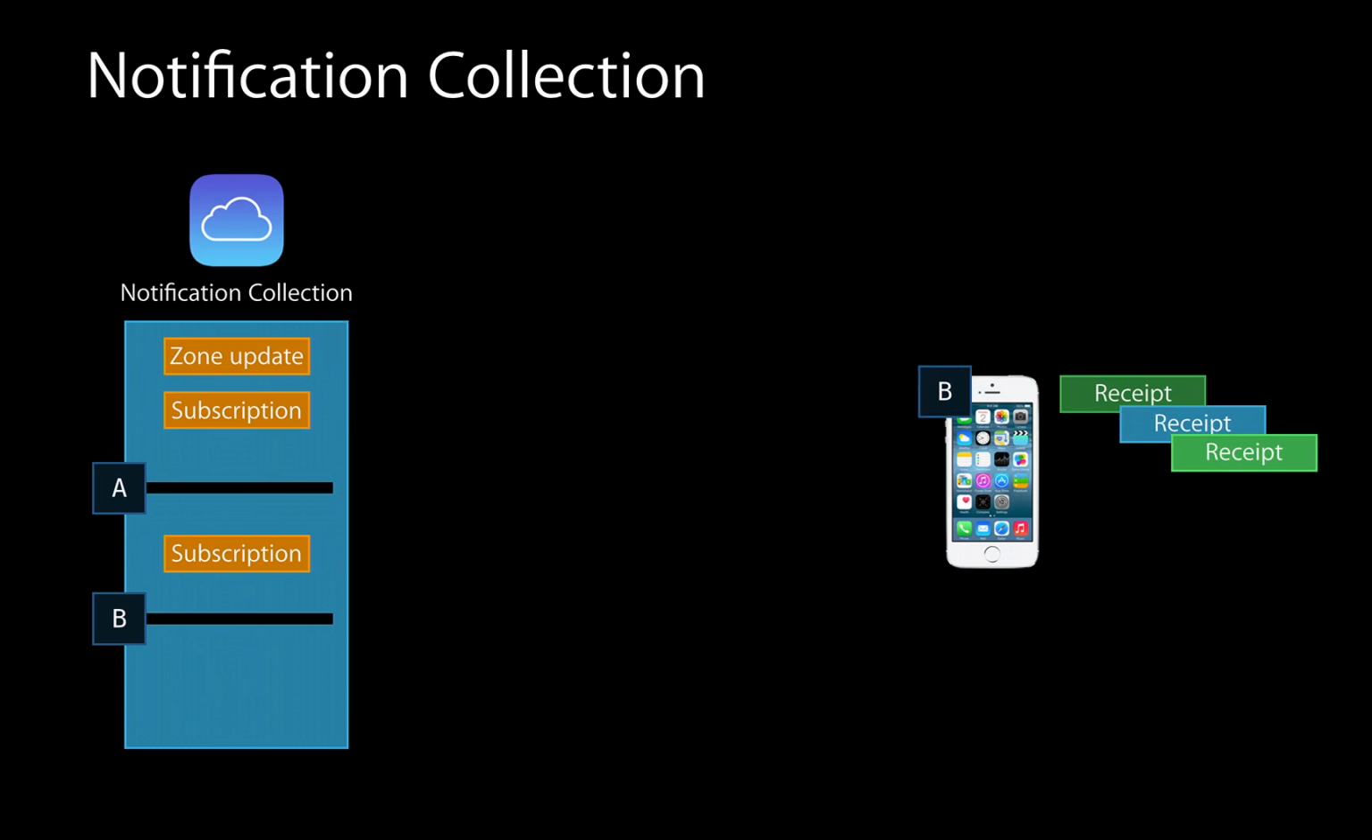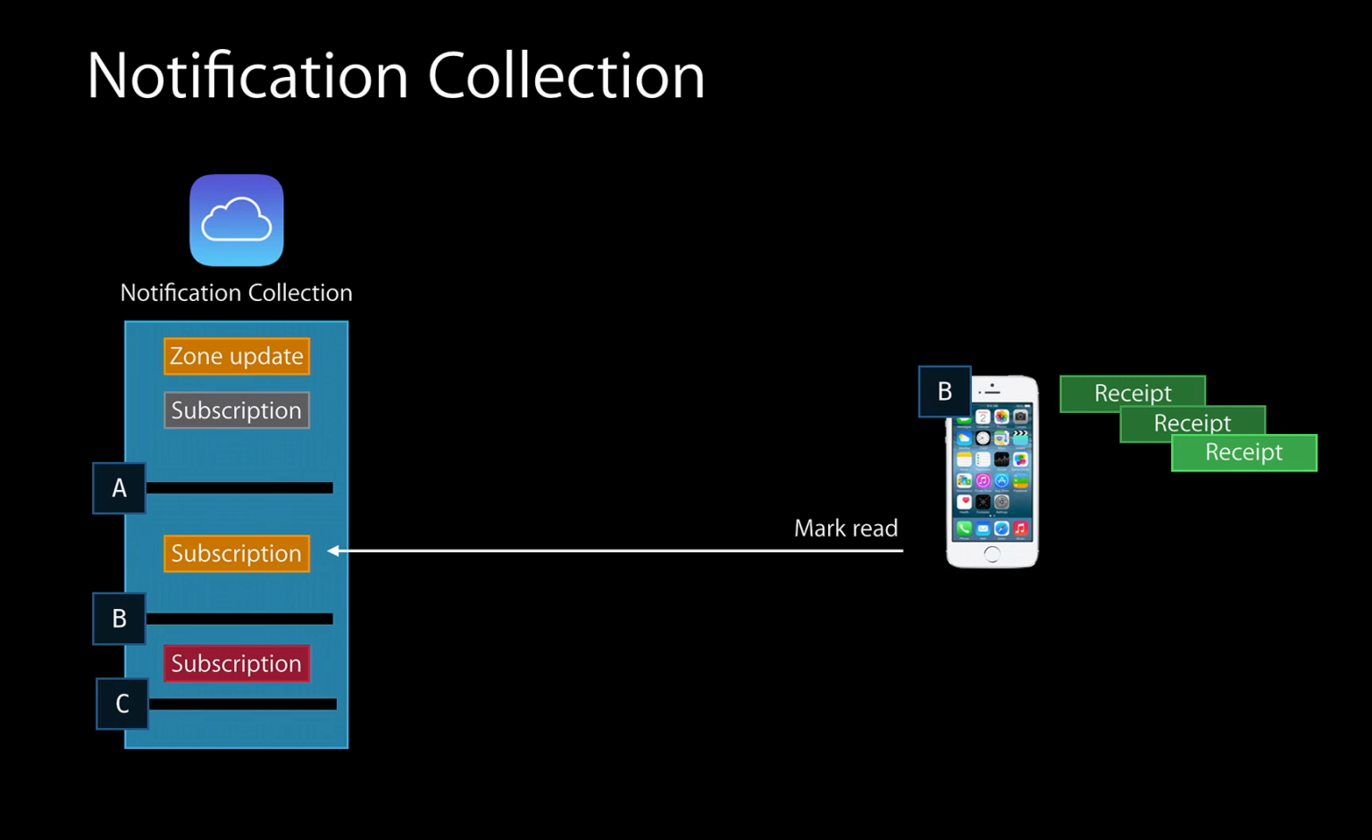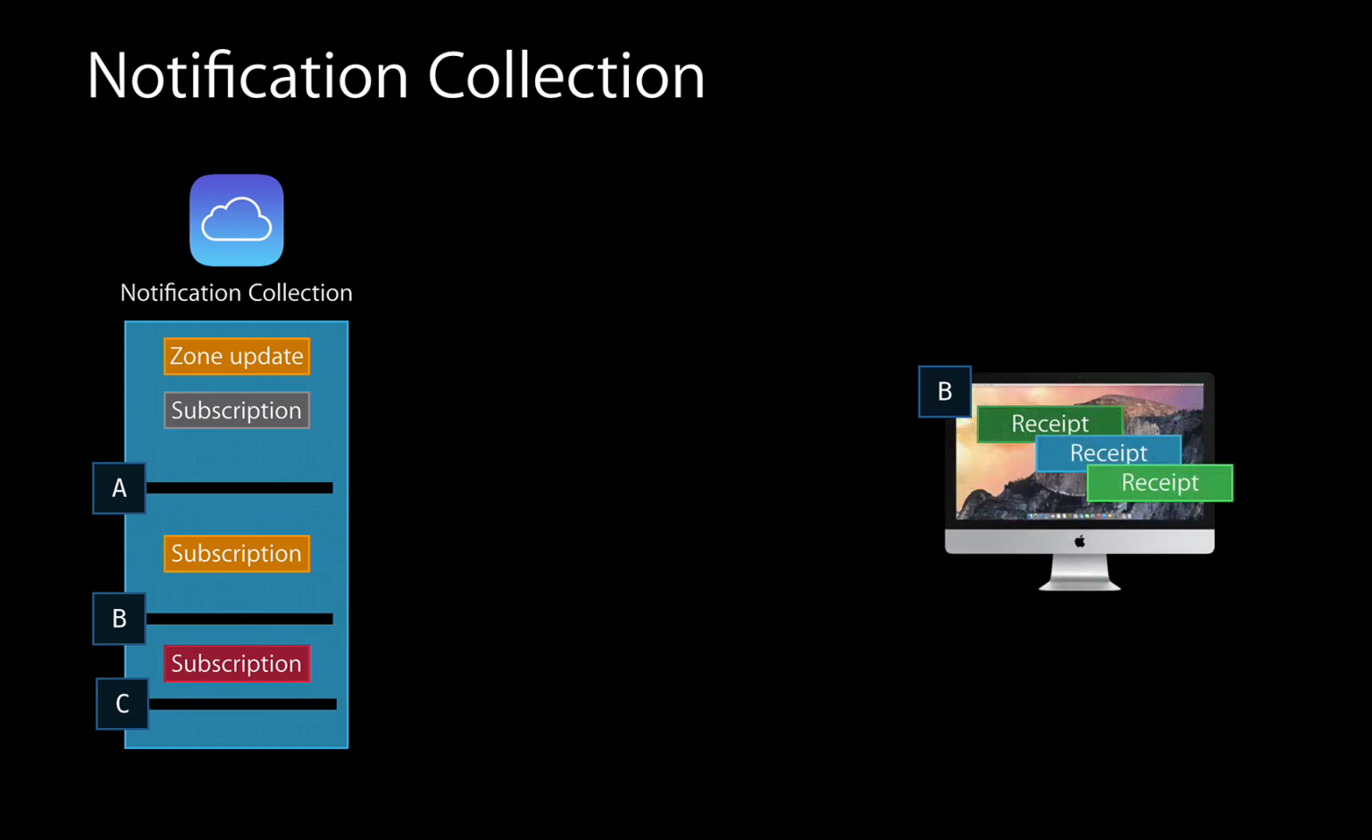Well, the way we do that is we let you mark a notification as read. And when you do that, you're going to get a push for the updated notification on every client. So in this case, we mark our receipt. We're going to go mark that subscription as read on the server, and now there's a new entry. And if we switch over to our Mac, which is still showing it in blue, it's going to get a push. It's going to check the notification collection. It's going to get that subscription notification, and it can tear down its UI, and now all of your clients are in the same state.